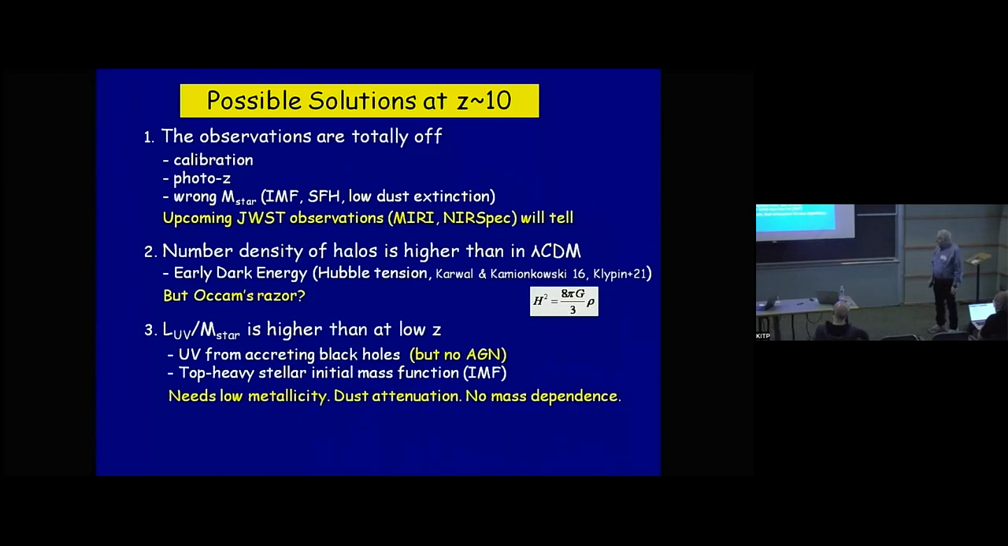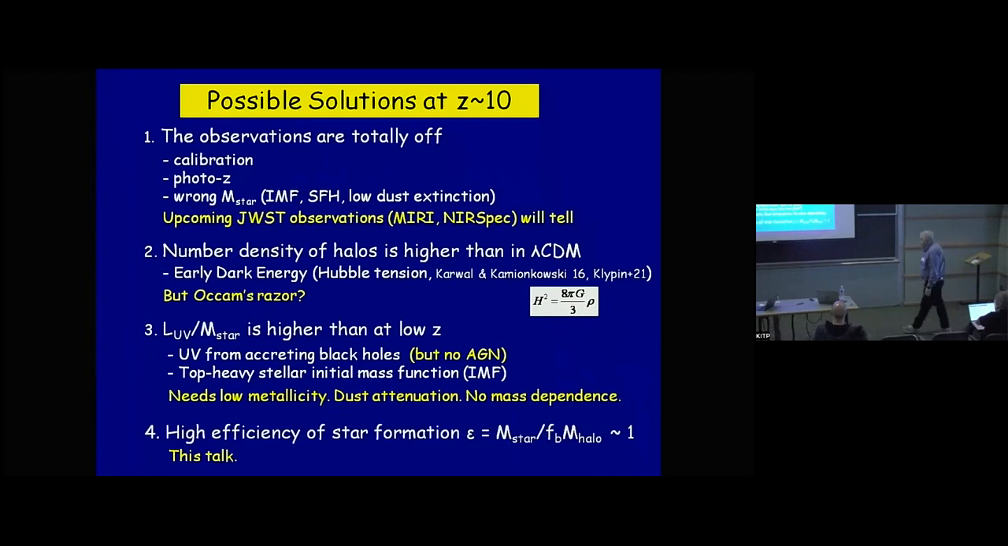A third possibility is that M over L is different. Somehow there's much more luminosity per stellar mass in those galaxies. And this you get by a different initial mass function or by UV from black holes. It's a possibility. I'm not sure it's going to solve the problem. And it has to have very low metallicity, which apparently is not the case, to get really population-free stars.